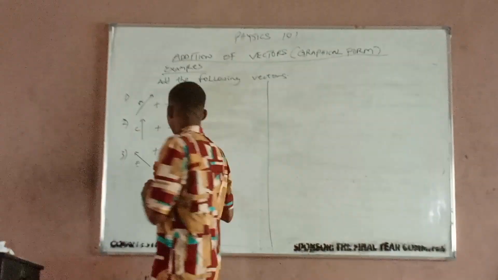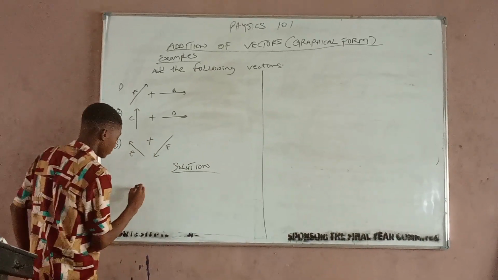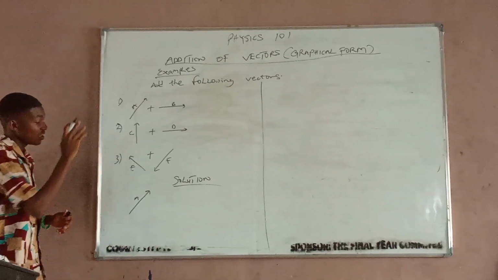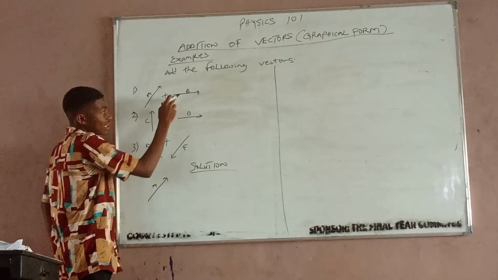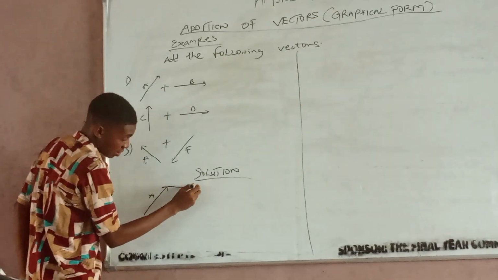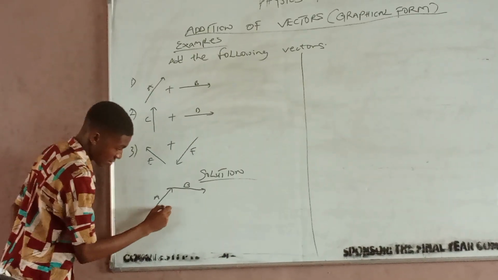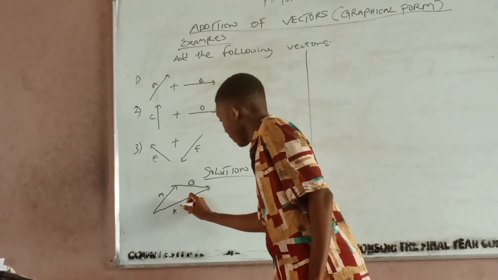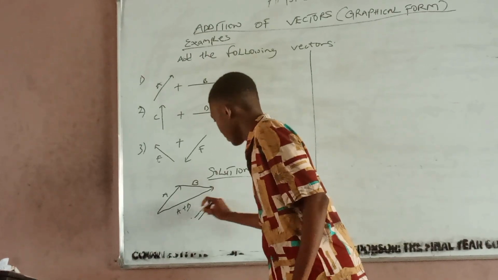Let's try it. Example 1. Add vector A with vector B. So let's draw vector A first. This is vector A. Now let's add vector B. For what we said, adding vectors based on the graphical form is head to tail. So this is the head. Let's add the tail of vector B. This is vector B. And join them together, something like this. So this is A plus B. Finish. This is number 1.